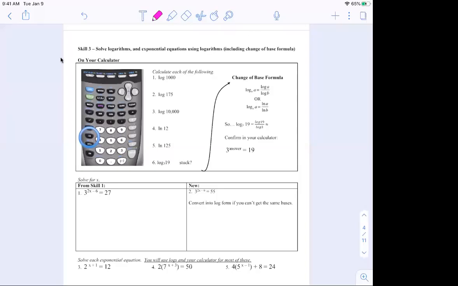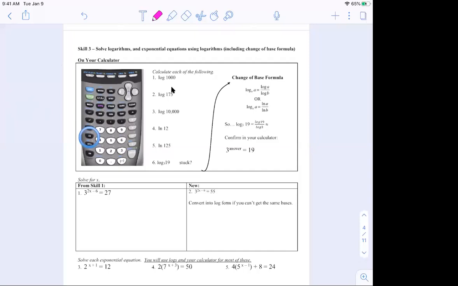Okay, we are going to take a look at skill 3. We're going to solve logs and exponential equations, including the change of base formula, which is you're going to have your calculator. I know there's different versions, TI-83, TI-84, all of those will work, but you have to have a calculator that does logs, especially for this class and college algebra.